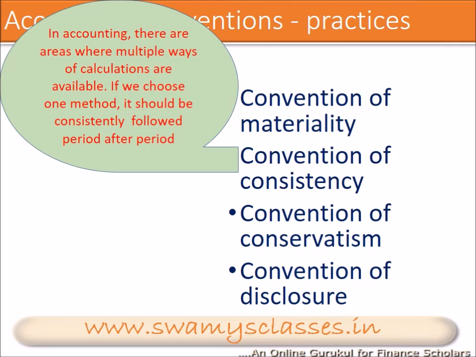Similarly, in depreciation, we have different methods of computing, like straight line method, written down value method, sum of years digits methods, and so on. If you choose one, consistently follow the same method period after period. That's what convention of consistency says.